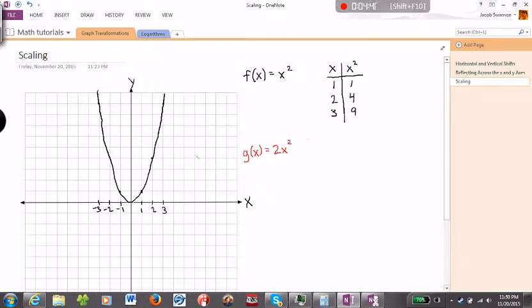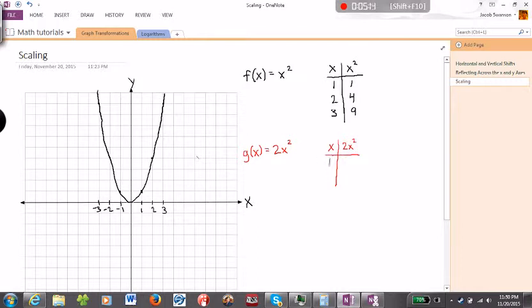What we're going to ask ourselves about scaling is, what will this do to our original function, f of x equals x squared? Is it going to stretch it? Is it going to shrink it? So what's it going to do? Well, we'll have to go back to our t-chart, or our x versus 2x squared chart, like we did above, but this time with our new function. So something like this.